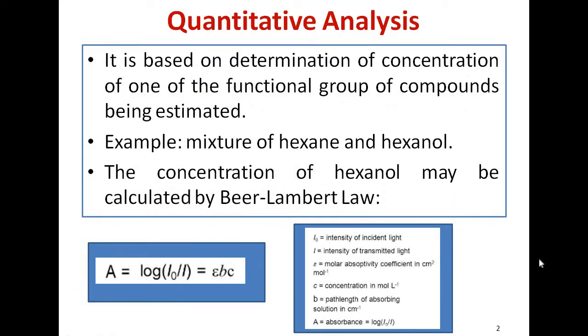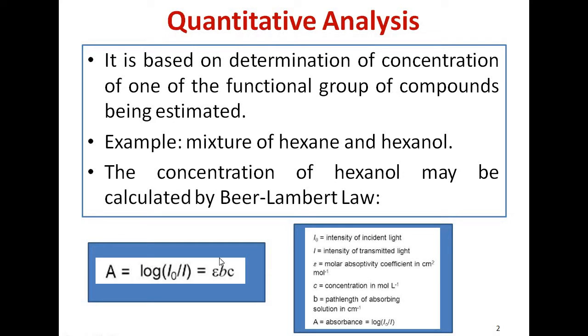So, absorbance is used for quantitative analysis due to its linear dependence on the concentration. And quantitative analysis is based on the determination of the concentration of one of the functional groups of the compound being estimated. For example, if there is a mixture of hexane and hexanol, the hexanol can be determined by measuring how much absorption is taking place by the OH band. The concentration of the hexanol may be calculated by the Beer-Lambert law.